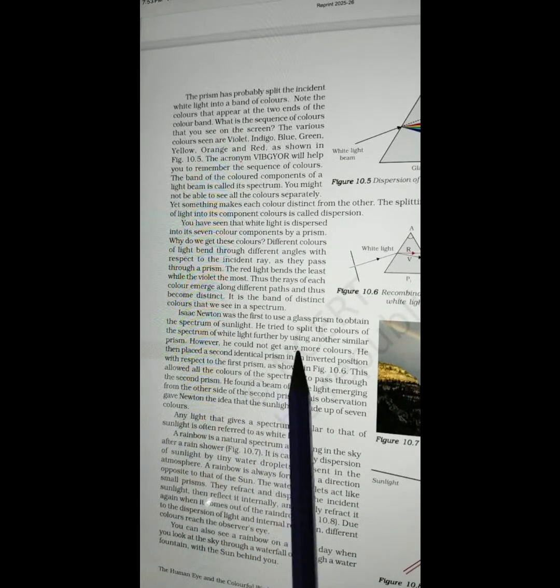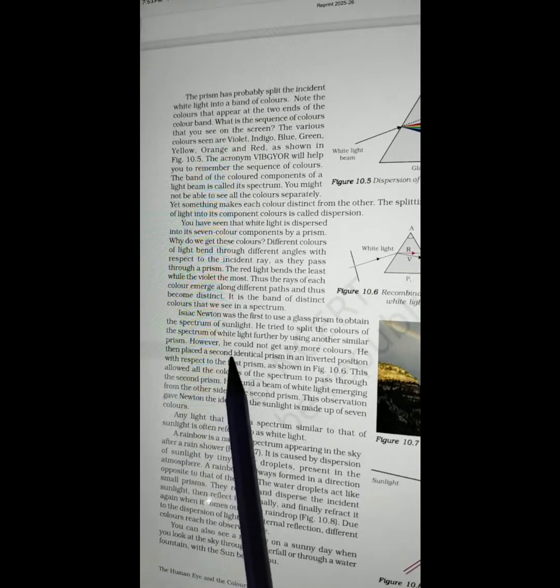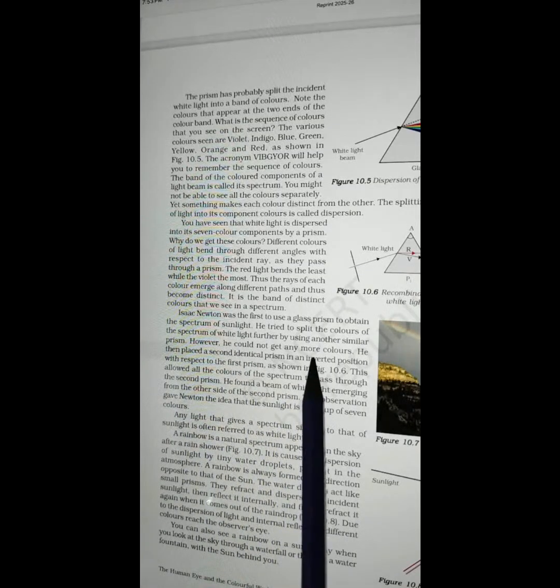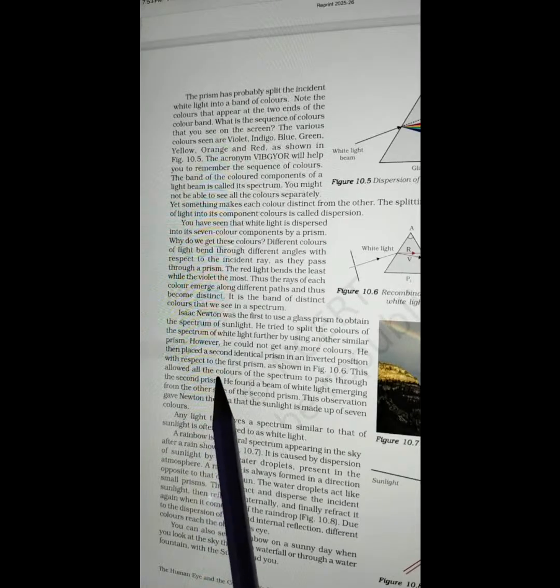Isaac Newton was the first to use a glass prism to obtain the spectrum of sunlight. He tried to split the colors of the spectrum of white light further by using another similar prism. However, he could not get any more colors.